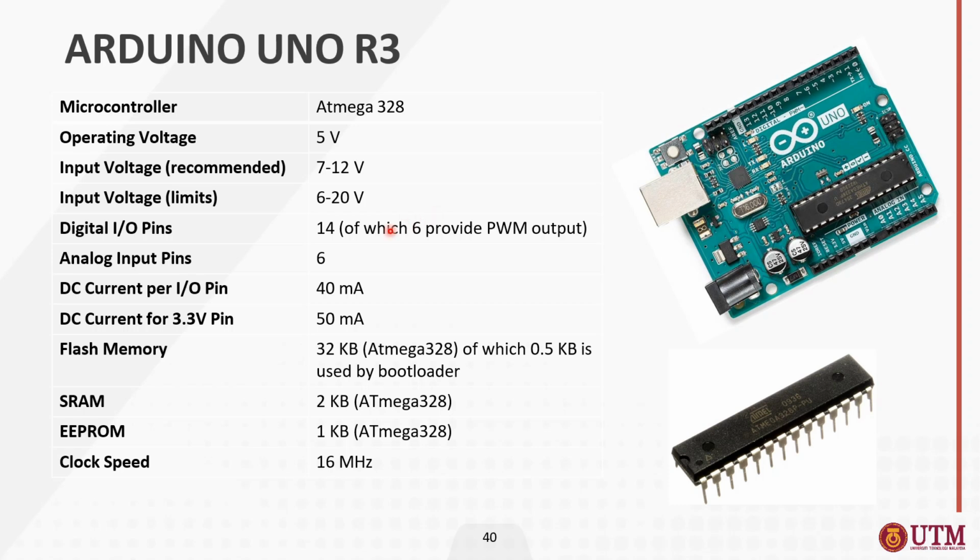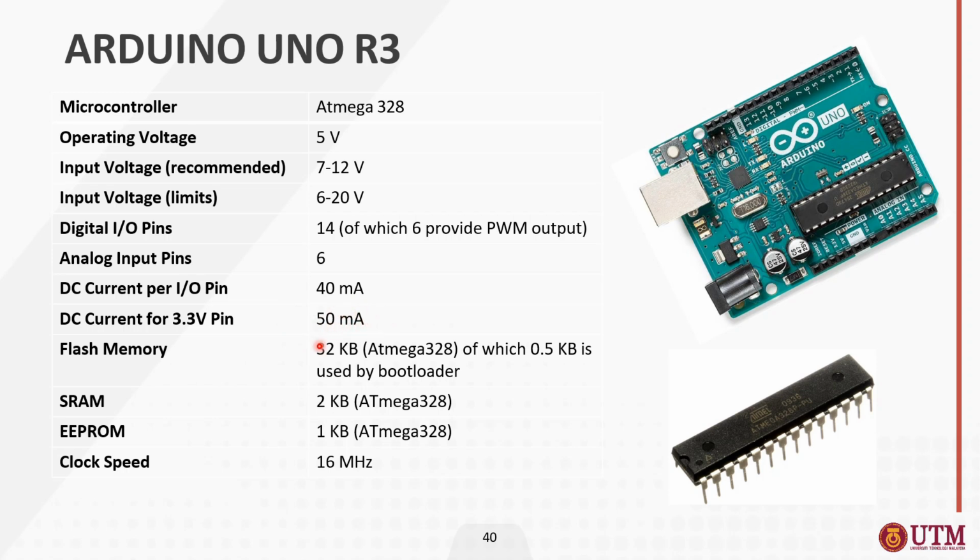So in terms of analog input pins, where we usually connect the sensors, we have 6 pins. The DC current that it can produce is 40 milliamp. For the 3.3 volt pins, it can produce up to 50 milliamp of current.